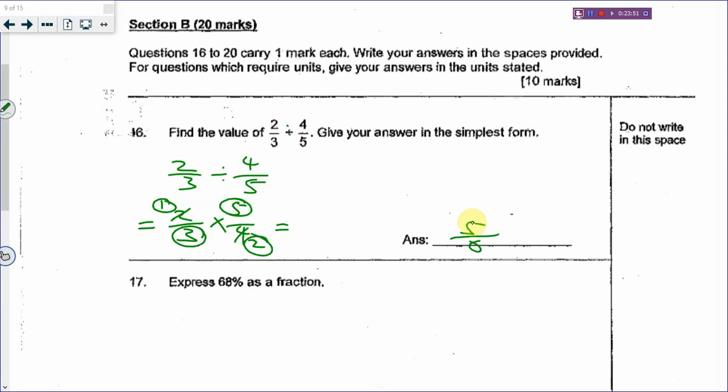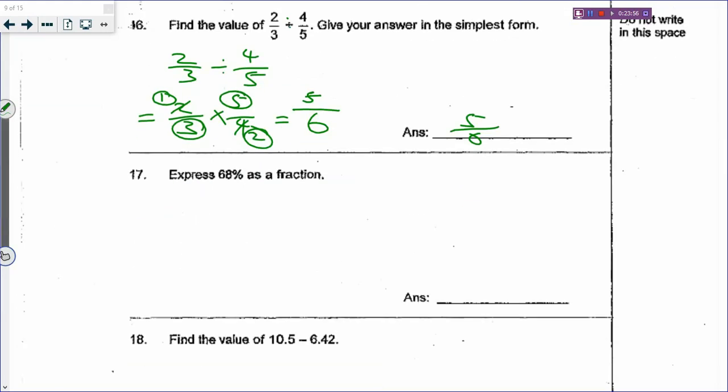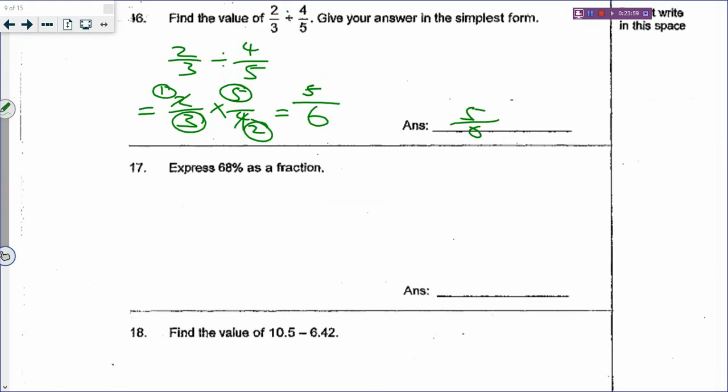So 1 times 5 and 3 times 2. And that's how you get 5 over 6. Alright, next one, question 17. Your answer is 17 over 25.